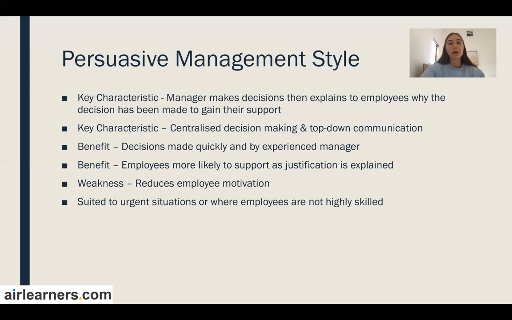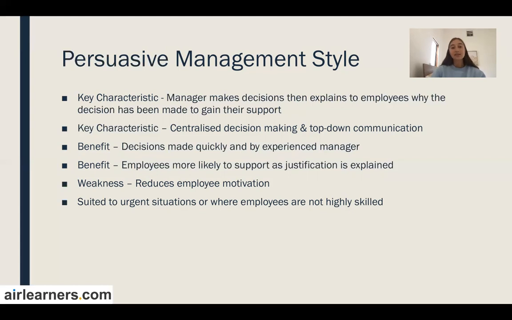Next, we move on to our persuasive management style. So persuasive management style is when the manager makes all decisions, but they explain the reasons why the decision has been made to the employee to gain their support. So they're trying to convince them to support it. An autocratic management style is different to this because autocratic, they just tell them what to do. They don't tell them any reasons for it. Whereas here with persuasive, they're explaining their justifications for the decision. And that's slightly better for gaining employee support and slightly better for motivating employees.